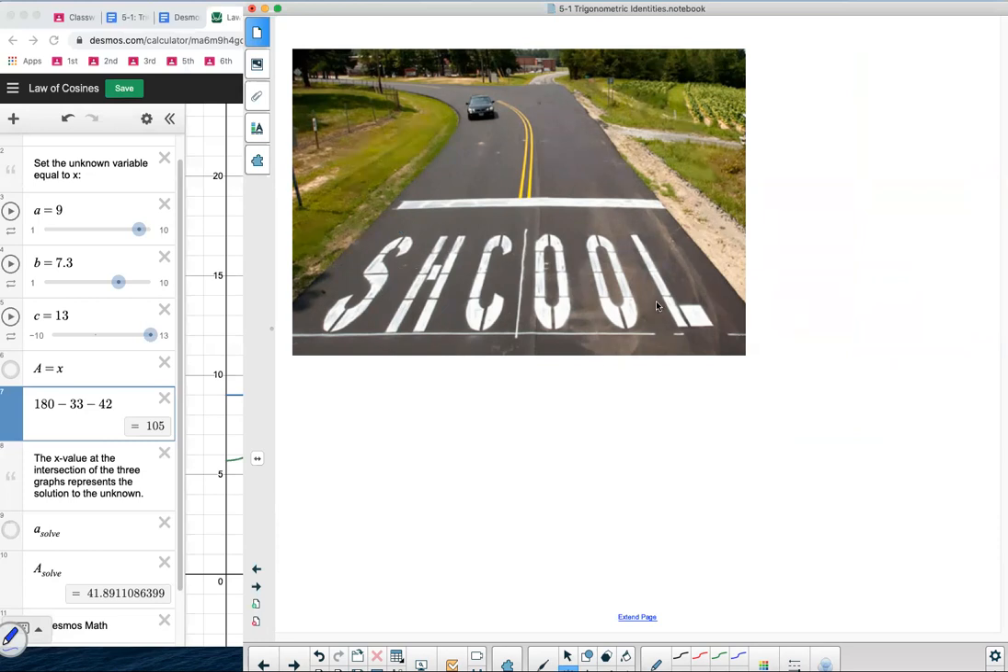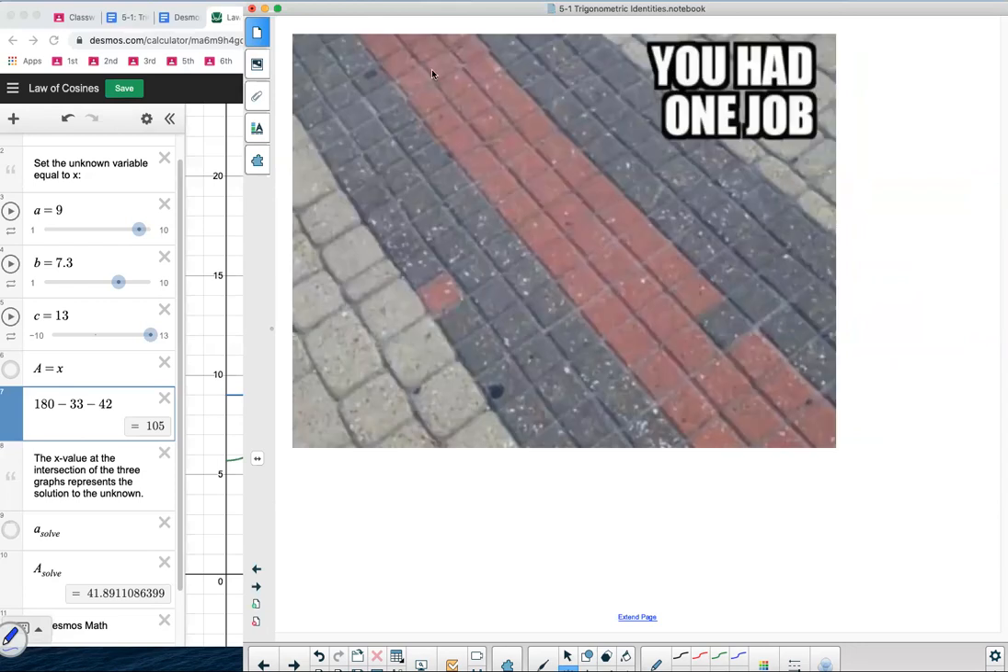School. Can you imagine walking to school? Man, that person needs to go back to school. Or this one. You have one job here. Just make a straight line of red in between the blue. You run out of tiles. I wonder why. Goodness gracious.